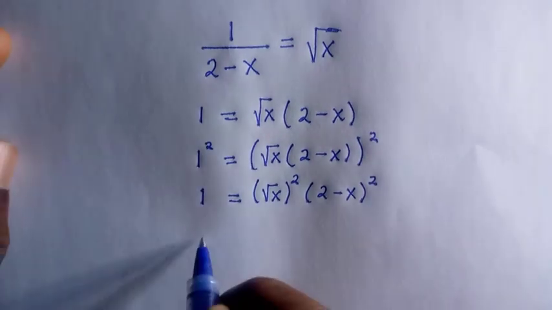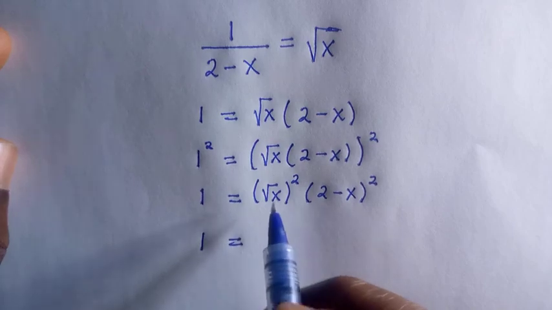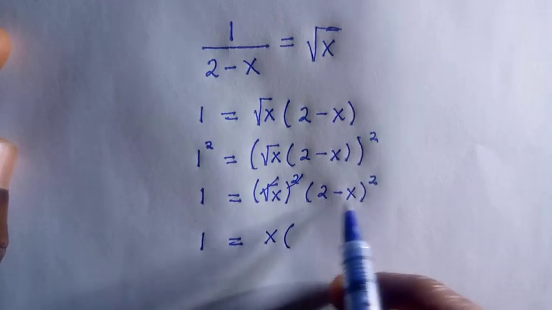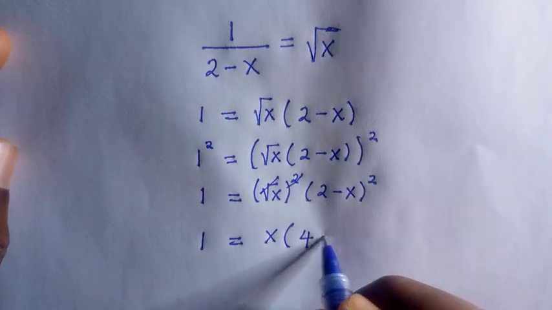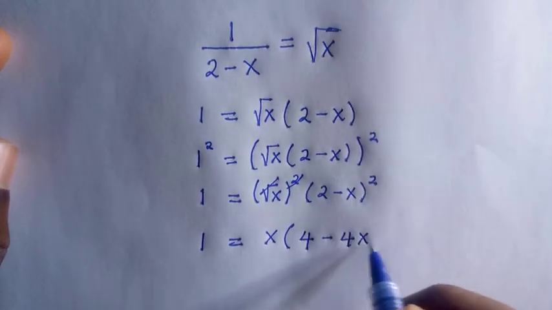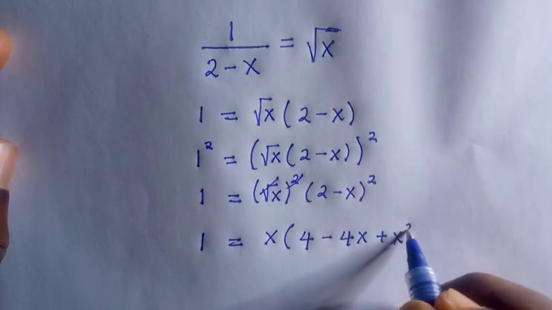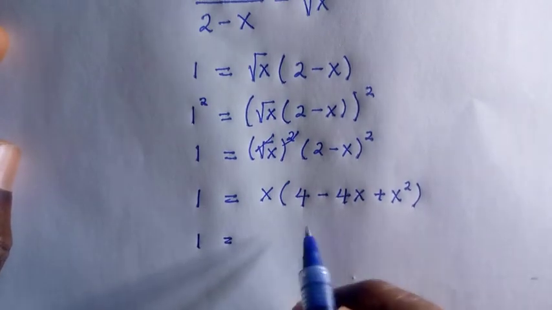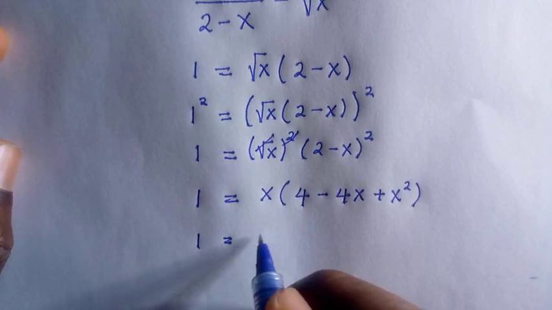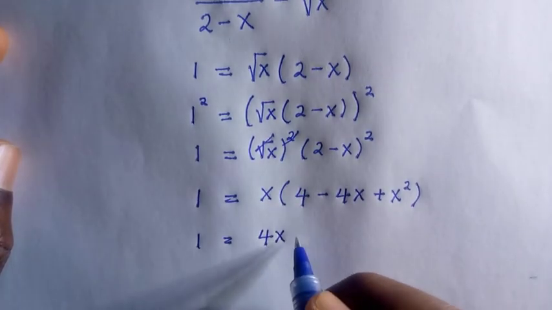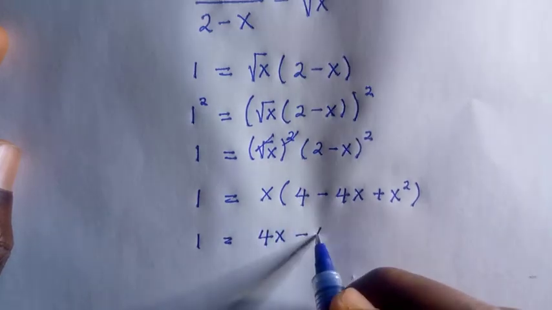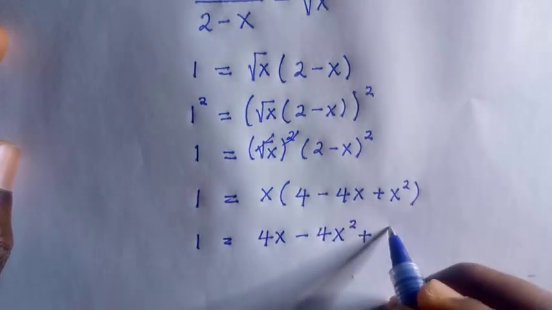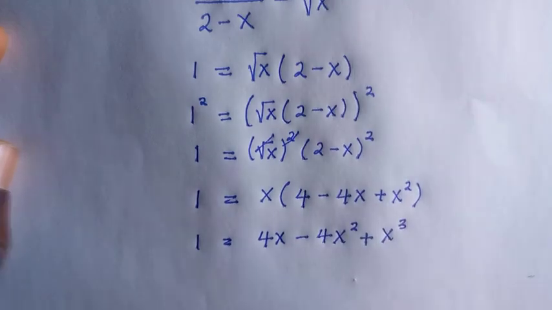And here we have 1 equals, this cancelled, so that we have x times (2 minus x) squared. When we expand this, we get 4 minus 4x plus x squared. Expanding, x multiplied by 4 gives 4x, x multiplied by minus 4x gives minus 4x squared, then x multiplied by x squared gives x to the power of 3.